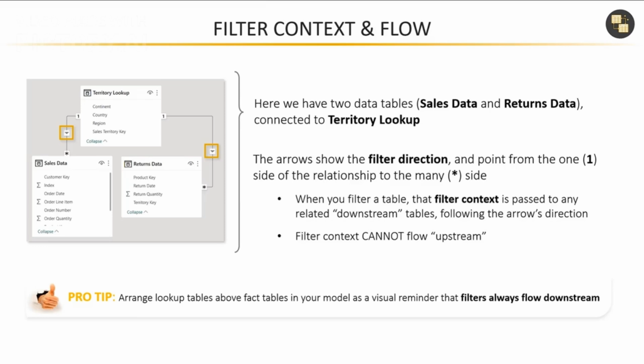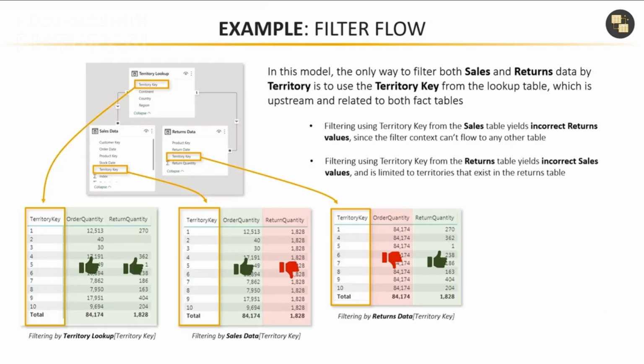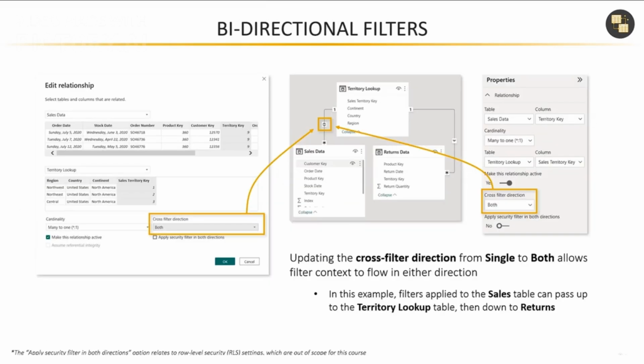Filter context and flow are crucial in data models. Filters always flow downstream, affecting related tables in the direction of the relationship. To filter both sales and returns data by territory, use the territory key from the lookup table. This ensures accurate filtering across both fact tables.